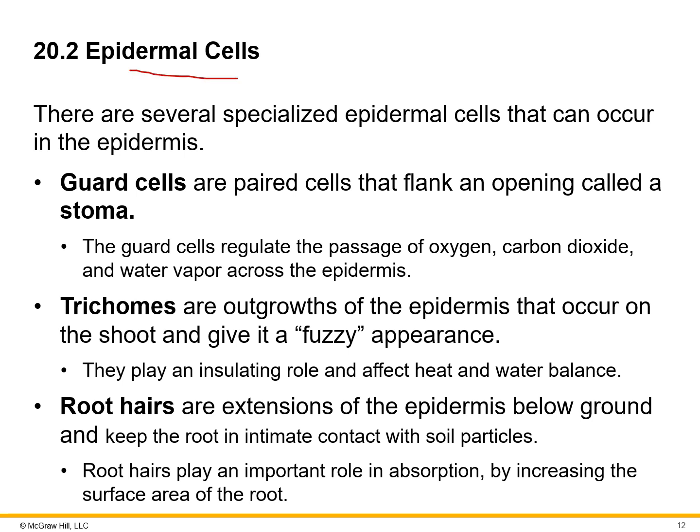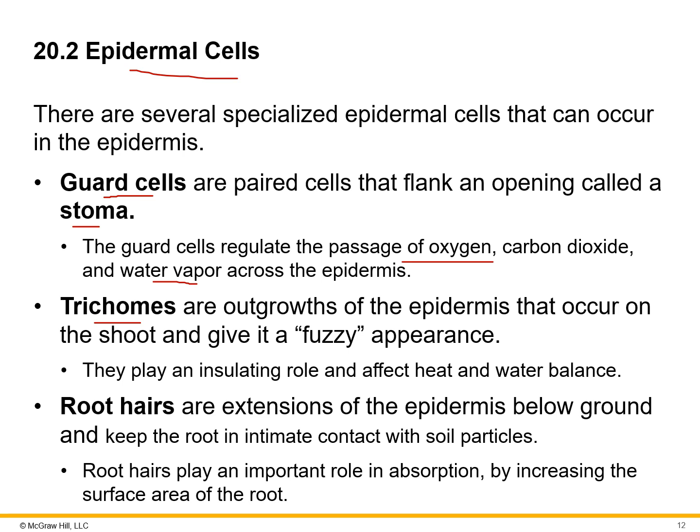Then those epidermal cells have specialized cells. The first one we'll talk about, guard cells. So it implies it's guarding something. Well, it's actually guarding the openings that are referred to as stoma. So in order for plants to go through photosynthesis, they need carbon dioxide to come in, and then they release oxygen as a byproduct. But those gases can't get past the cuticle, so there are small openings called stoma. What allow them to open and close are these guard cells. So they are regulating the passage of those gases, but also water.